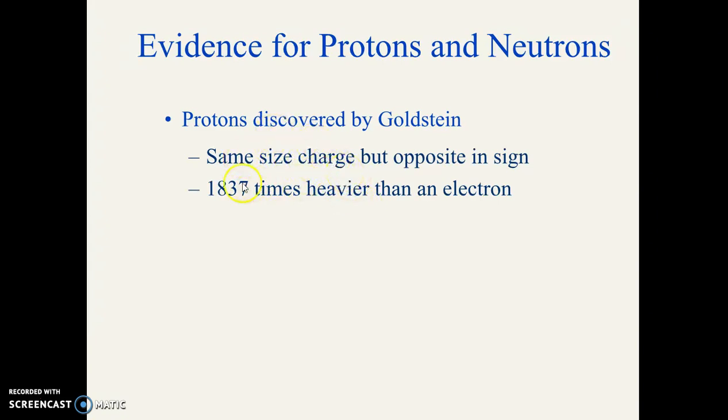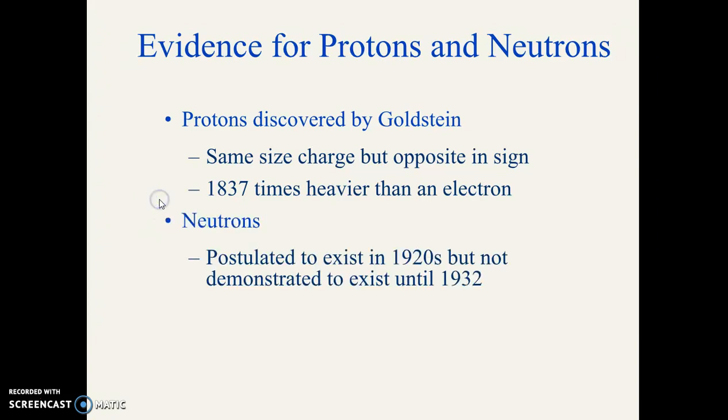A proton counts as 1, an electron counts as -1. Neutrons were discovered in 1932. They were kind of predicted to exist in the 1920s, but it wasn't demonstrated, or they weren't proven to exist, until 1932, so not even 100 years ago. And they were found to have almost the same mass as protons.